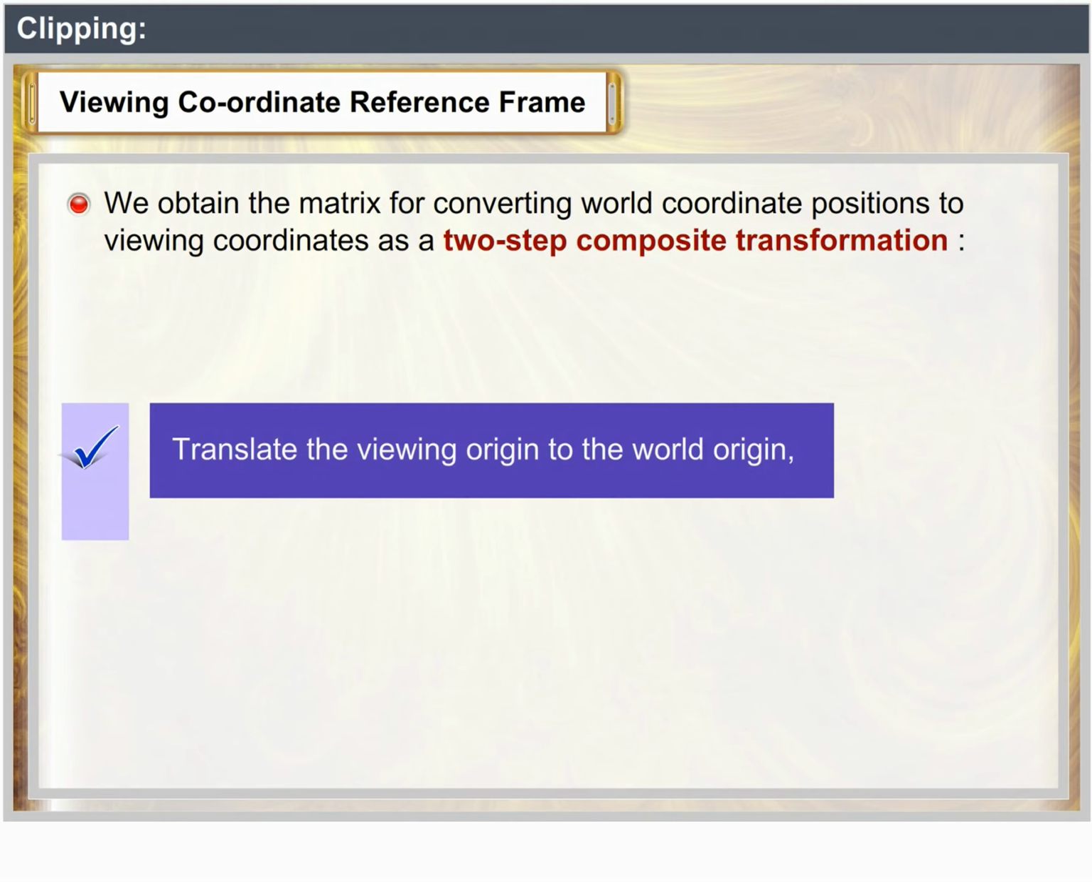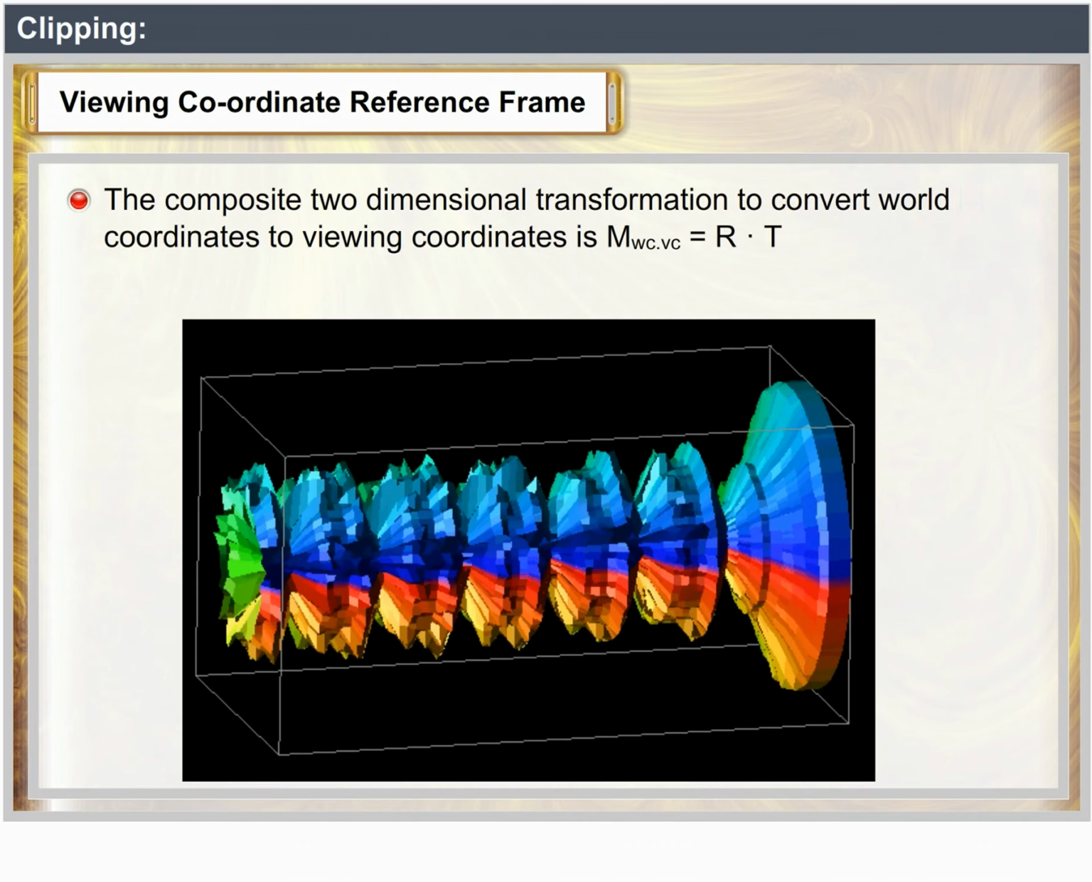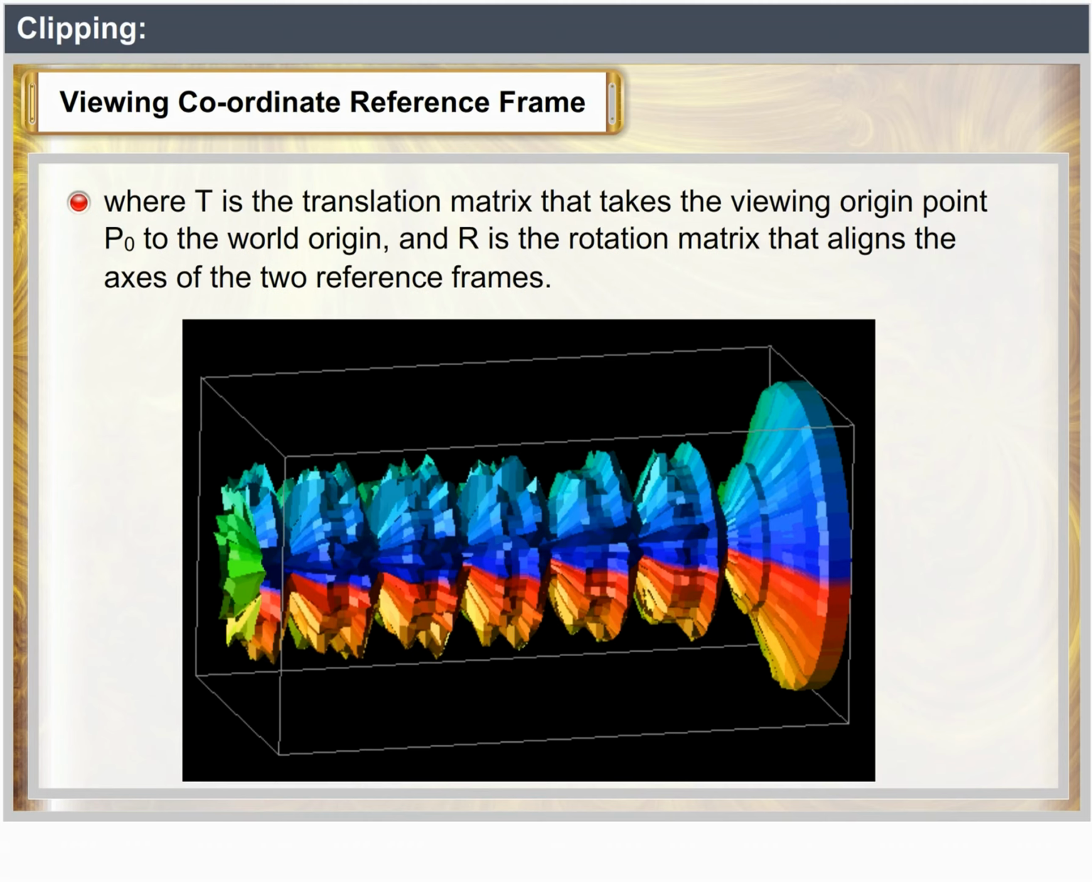Translate the viewing origin to the world origin. Rotate to align the two coordinate reference frames. The composite two-dimensional transformation to convert world coordinates to viewing coordinates is M_wc,vc = R·T, where T is the translation matrix that takes the viewing origin point P0 to the world origin, and R is the rotation matrix that aligns the axes of the two reference frames.